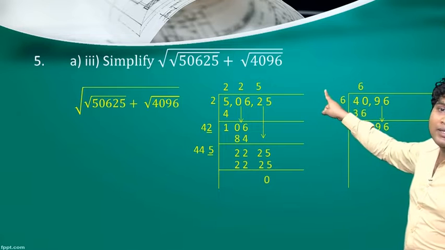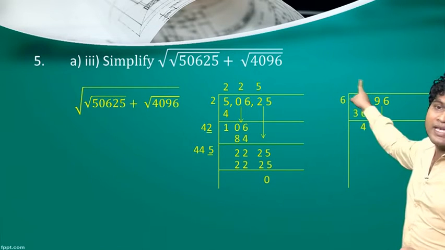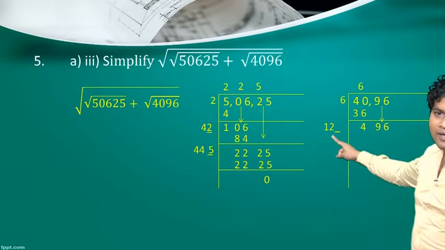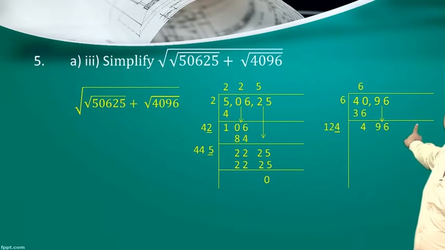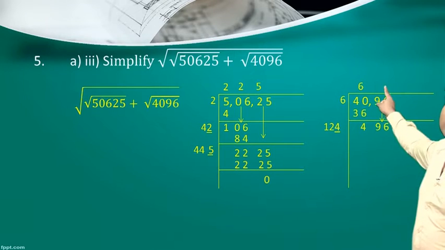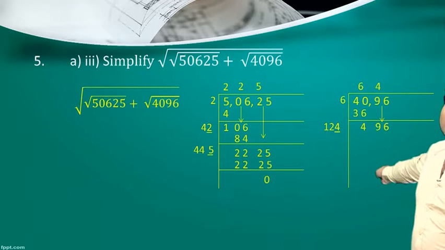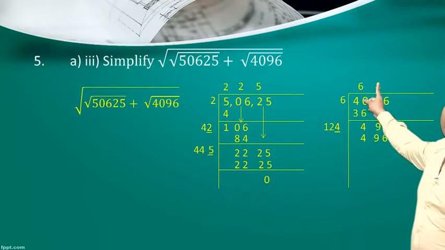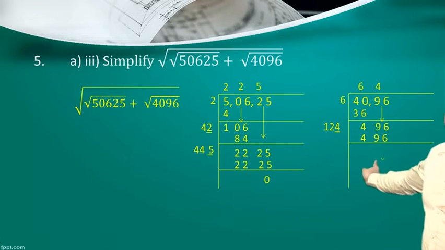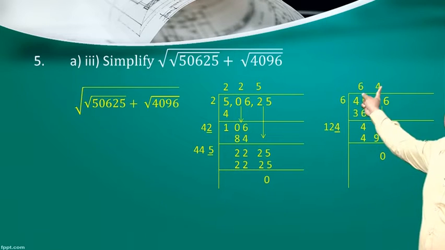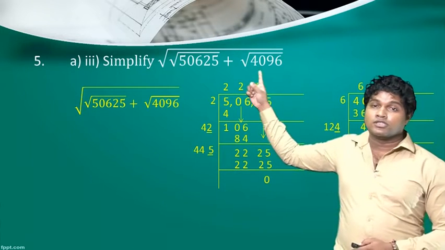You have to double the number at the top. 2 times 6, 12, and leave in spaces. Then you have to fill the spaces until you have 496. Then 124 into 4 will be enough to make 496. You multiply: 4 times 124 will be 496. That is the end of the problem. That 64 is the answer for the square root of 4096.